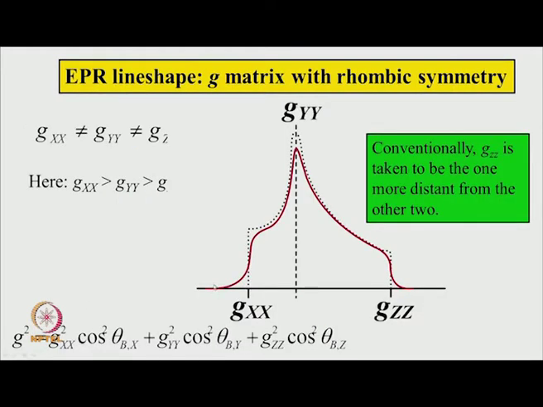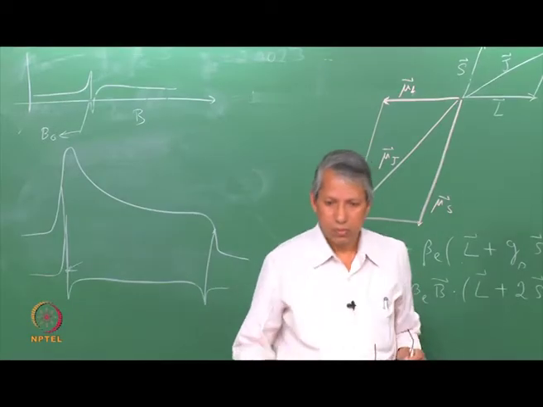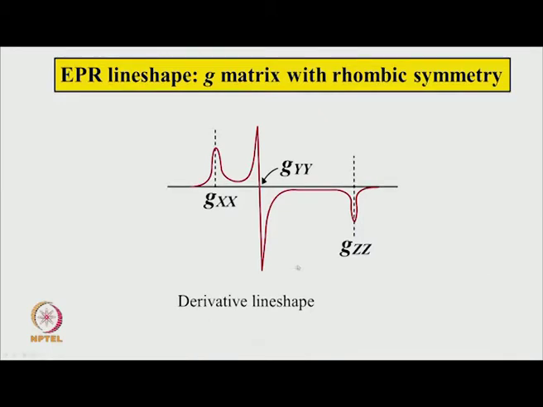So, here the absorption profile looks like this, given by the dotted line, where the transition has no width, but with a finite width, this colored line is the appearance of the spectrum. Now, again if you do the derivative, then the signal will look like something like this. This is the Gxx, Gyy, Gzz. Gzz is taken to be the one which is farthest from the other two. So, here is the Gzz, and Gyy is the intermediate value.